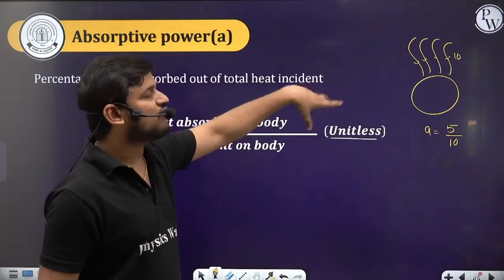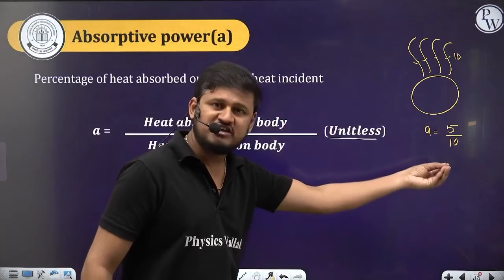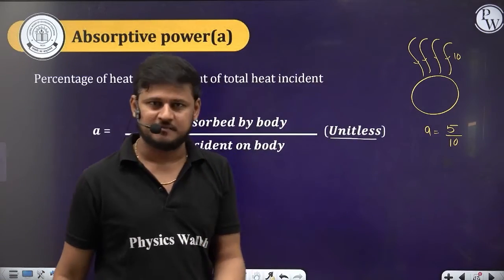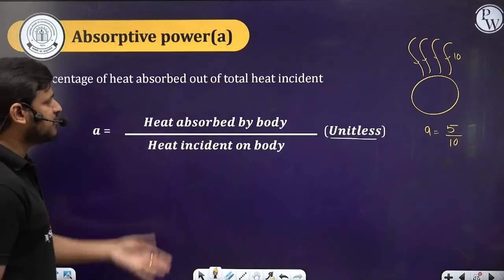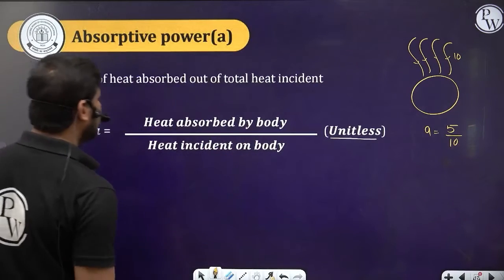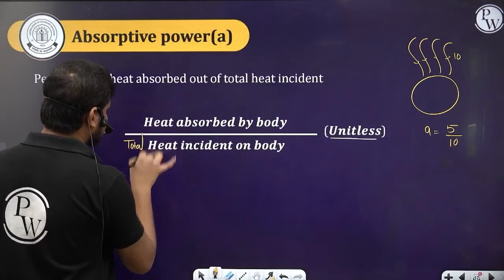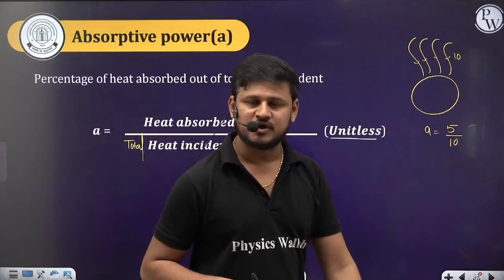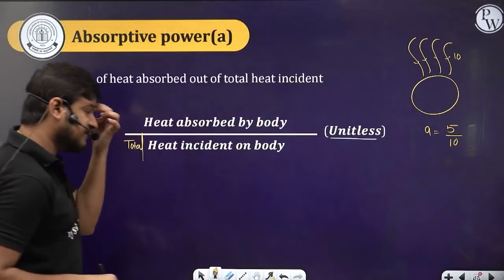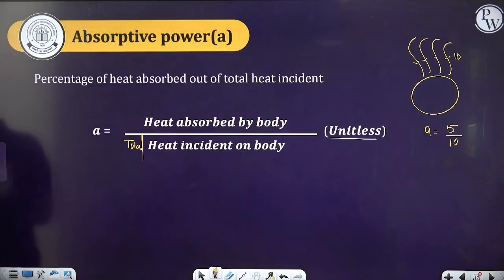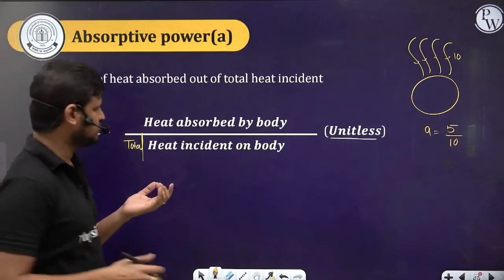How many are falling on the body, out of which how many is the body absorbing? That's what the absorptive power is: heat absorbed by the body divided by the total heat incident on the body. Let's write total heat incident on the body. Clear? So the definition is clear, everyone. It's a unitless quantity, guys. Note it down.